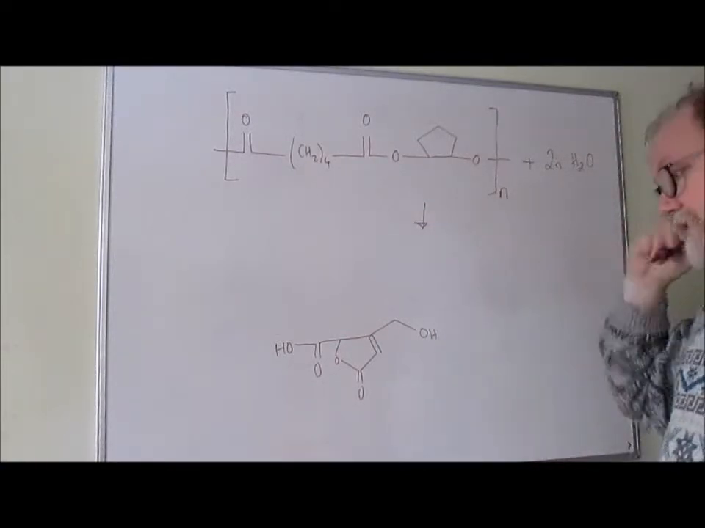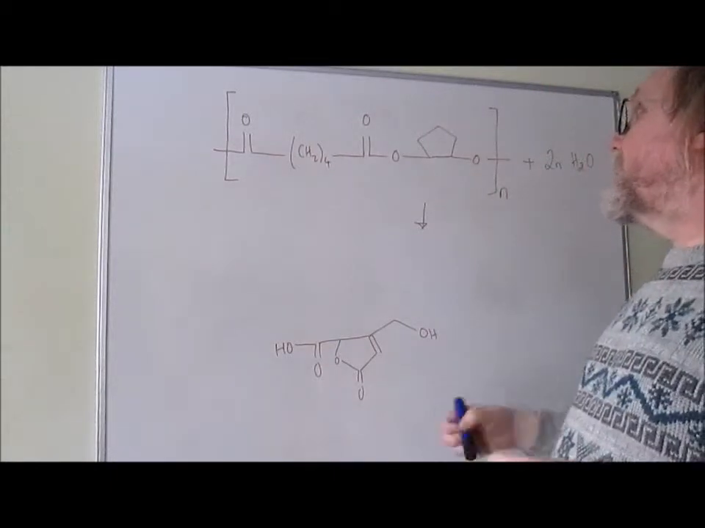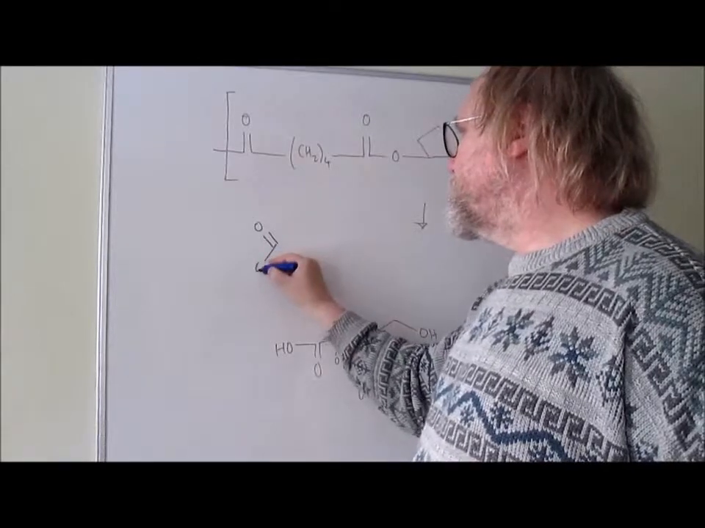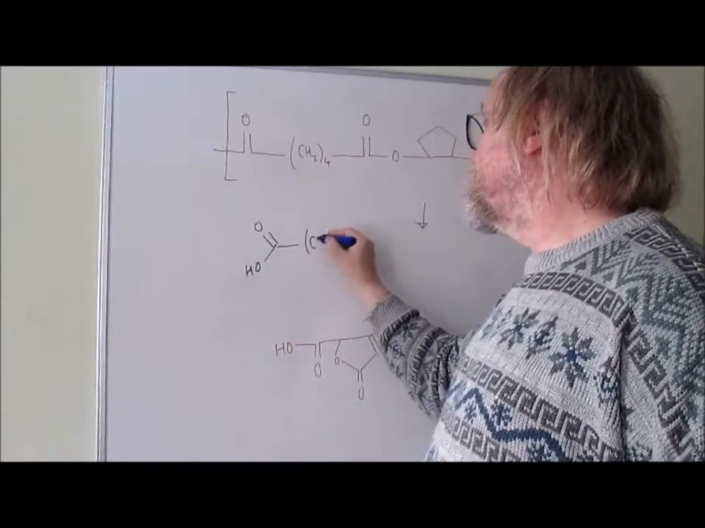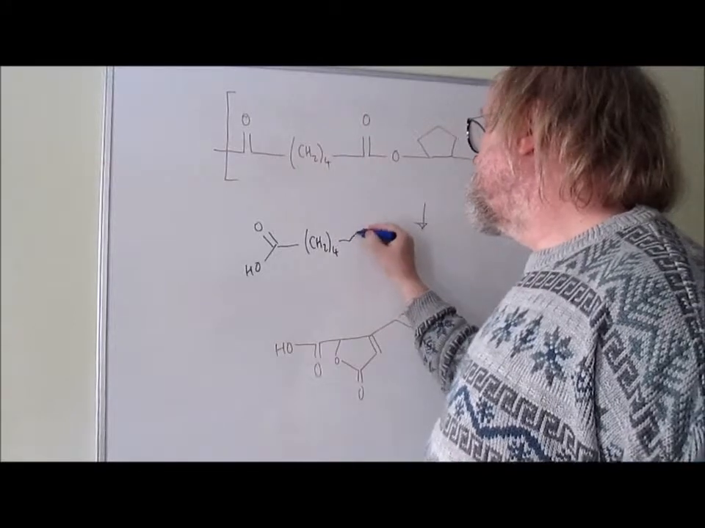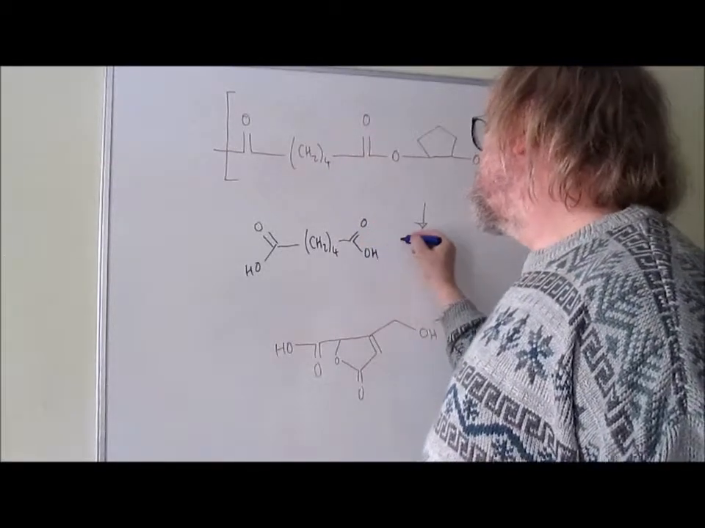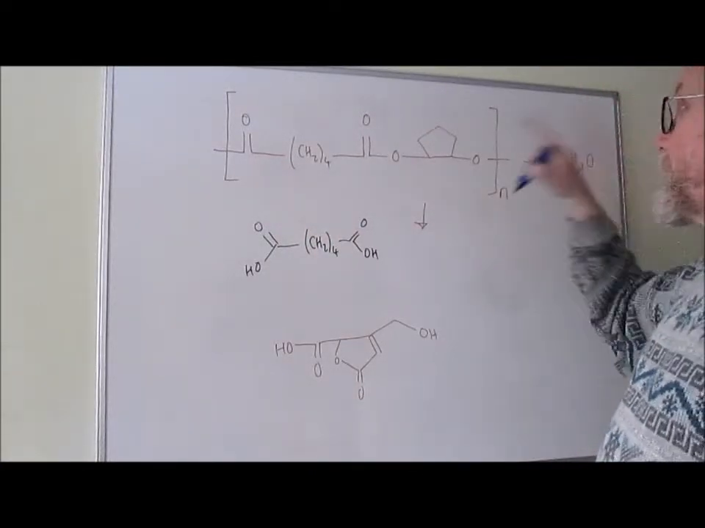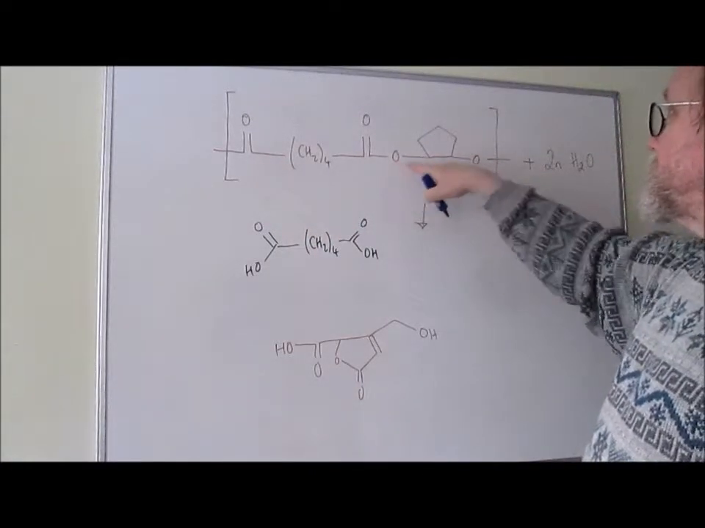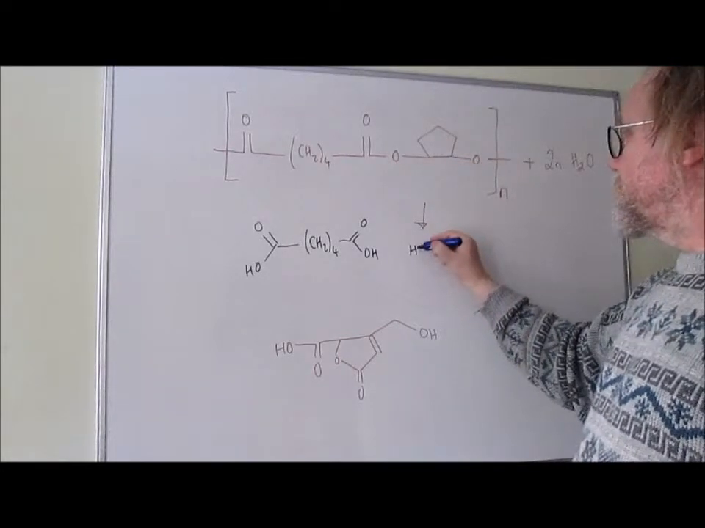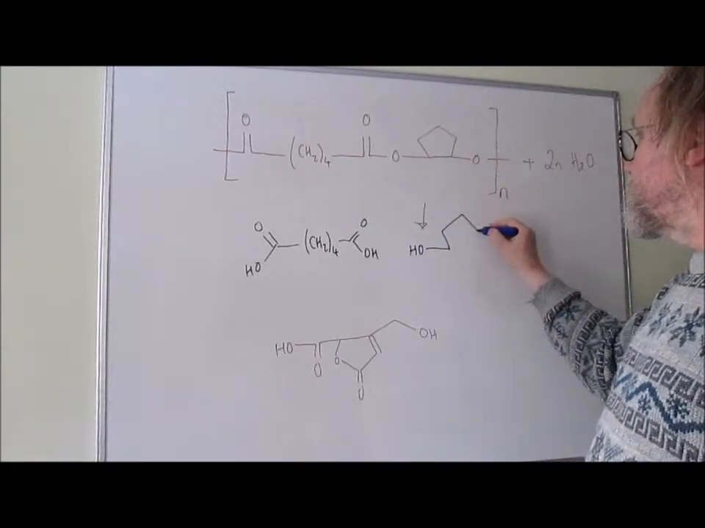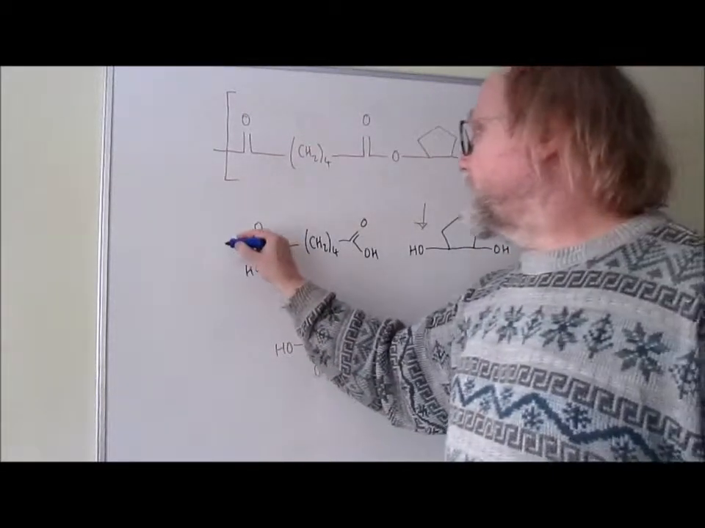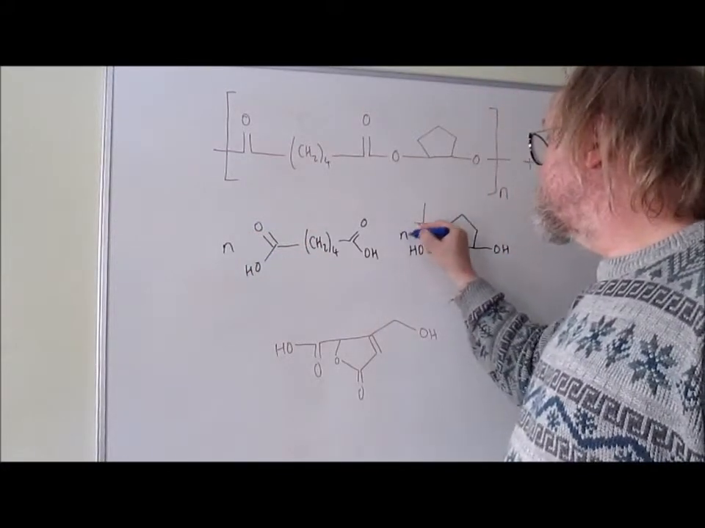And then the product, well, we're going to get a dicarboxylic acid from this bit. So that'll be that half of the repeat unit dealt with, and then this bit is just a diol because each of those oxygens came from an alcohol group, and so we're just going to get this. And we're going to have n of those and n of those.